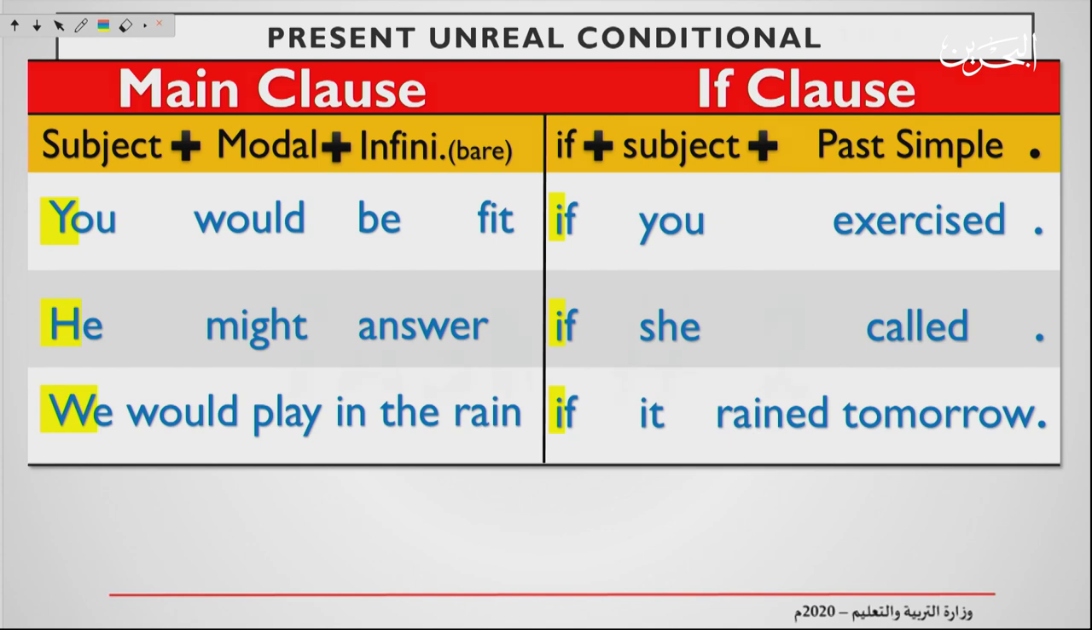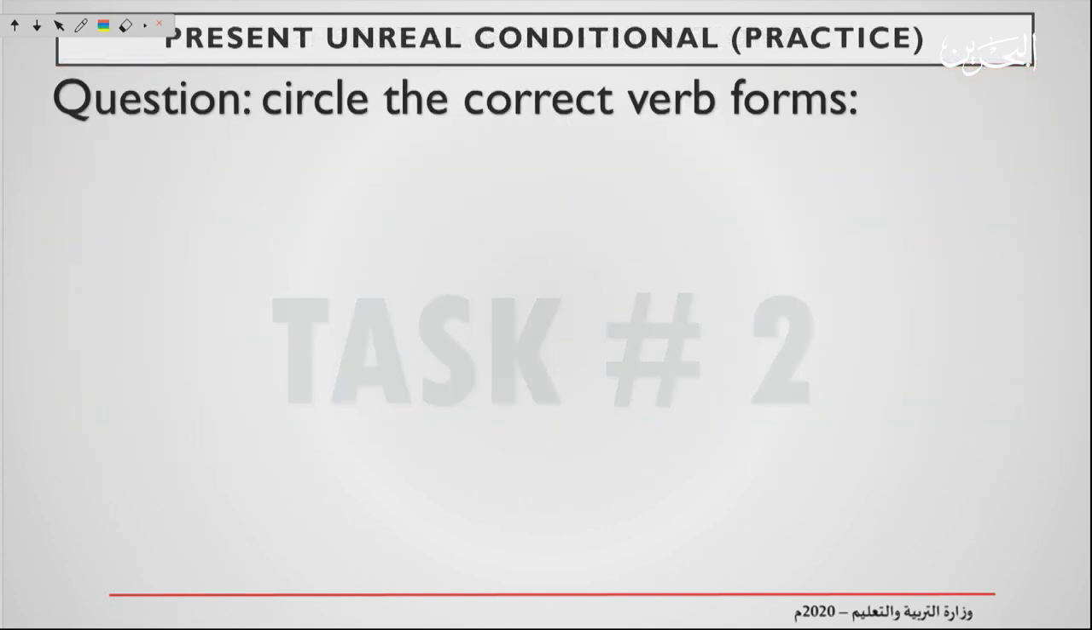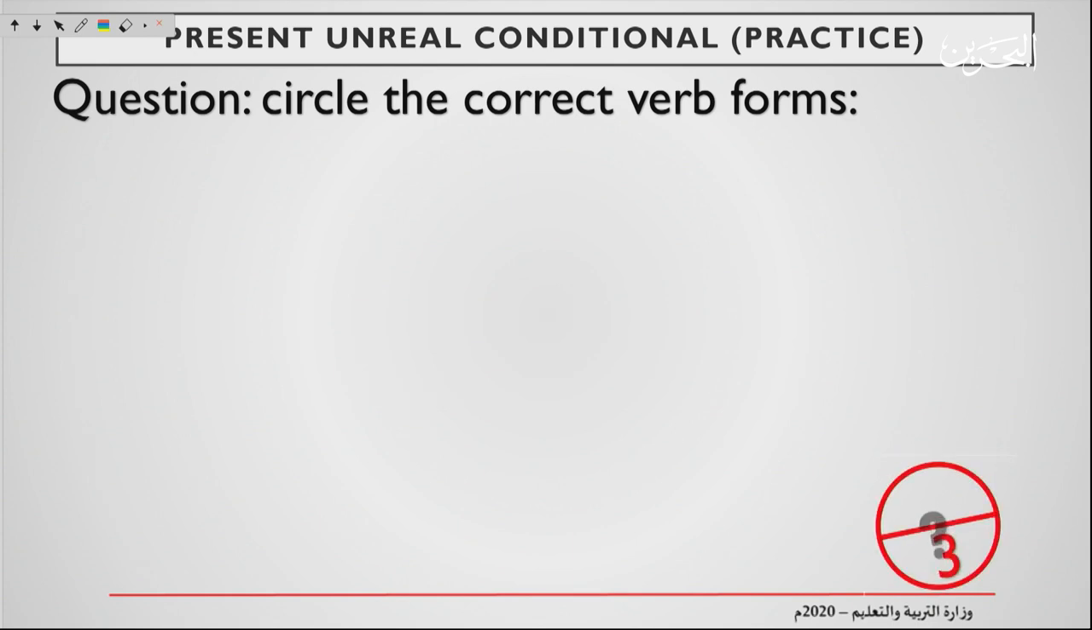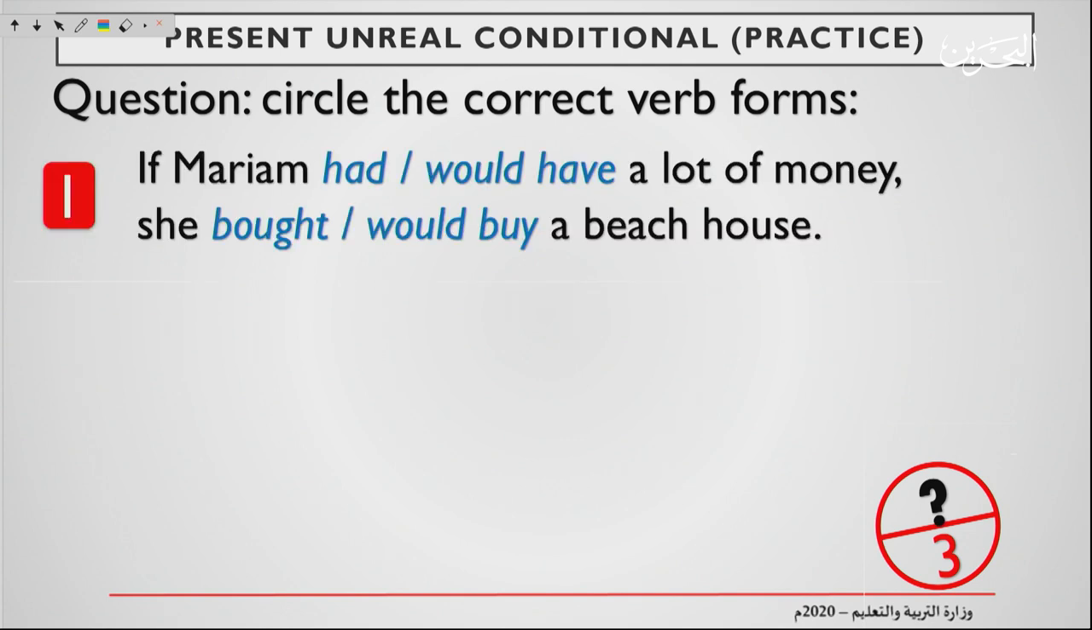So let's have a quick task. Task number two. Circle the correct verb forms and you have a mark of three. Number one. If Maryam had or would have a lot of money, she bought or would buy a beach house. Now, circle the right answer and you have 5 seconds.